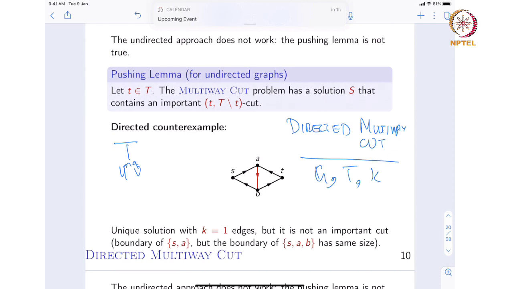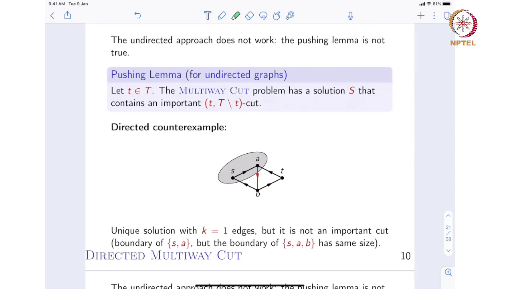So look at this instance of directed multi-way cut. S to T, we have to disconnect S from T. So there's a unique solution with k equal to 1 edge, that is deleting the edge AB, right? So this solution is given by the arc set SA. But it is not an important cut because the boundary of SA is this one edge, but the boundary of, say, SAB has the same one edge cut. So definitely SA is not an important cut because SAB dominates it.